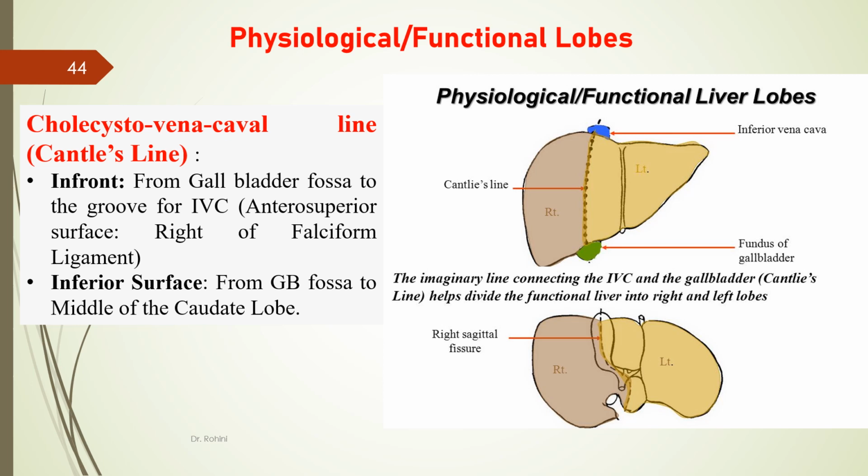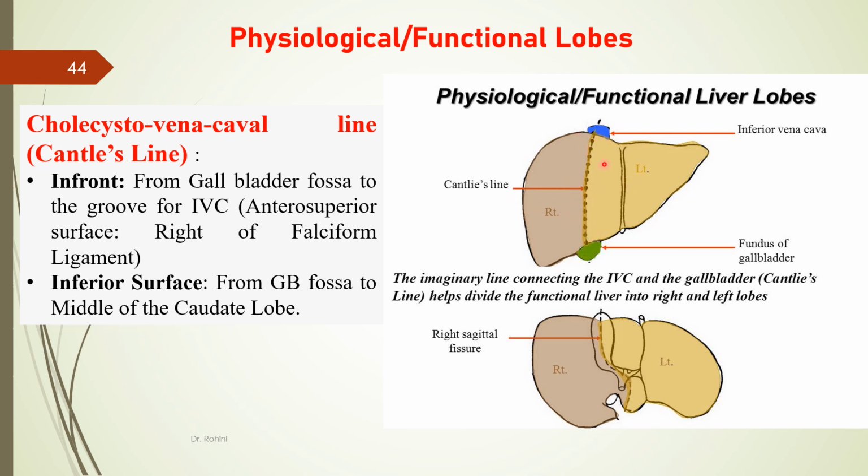So the liver is divided by a principal plane which divides the liver into approximately two halves of almost equal size, known as the cholecystovena cava line or Cantlie's line. In front, it extends from the middle of the gallbladder fossa to the middle of the inferior vena cava. It lies actually to the right of the attachment of the falciform ligament. So anatomically, the right liver lobe is larger and the left liver lobe is very small, whereas physiologically the two lobes are almost of equal size.